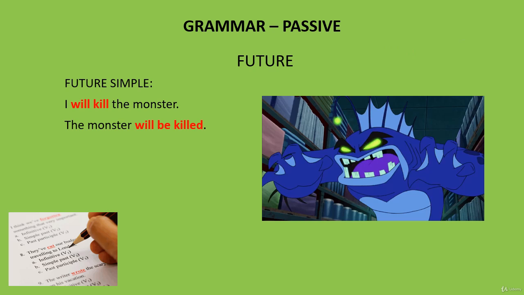You have to remember that the infinitive of a verb without to follows will, like all modal verbs. So the monster becomes the subject, then will, then the infinitive of to be without to, so just be, then the past participle of the active verb, killed. Now you can easily make a yes-no question from this.